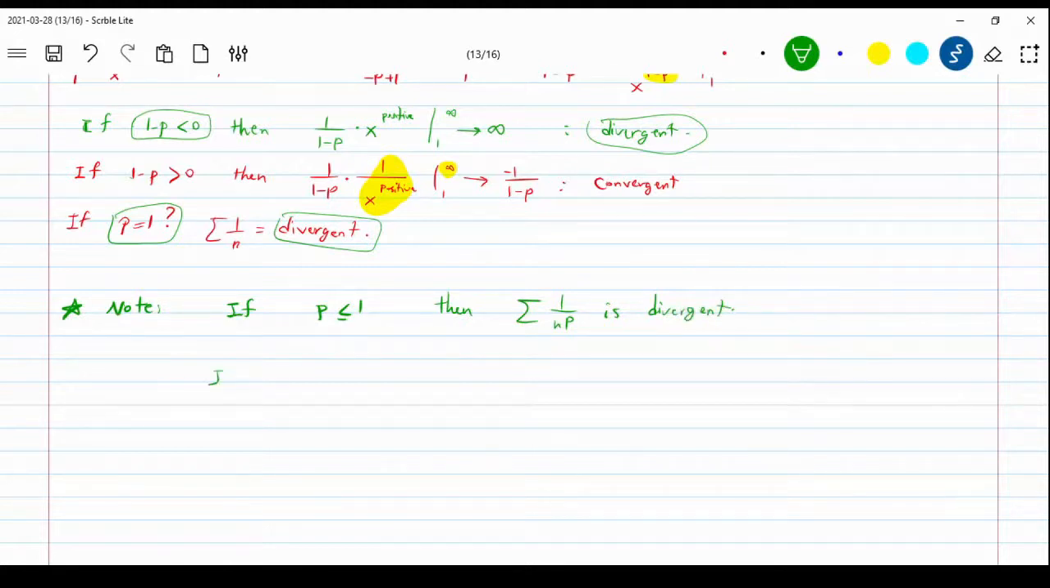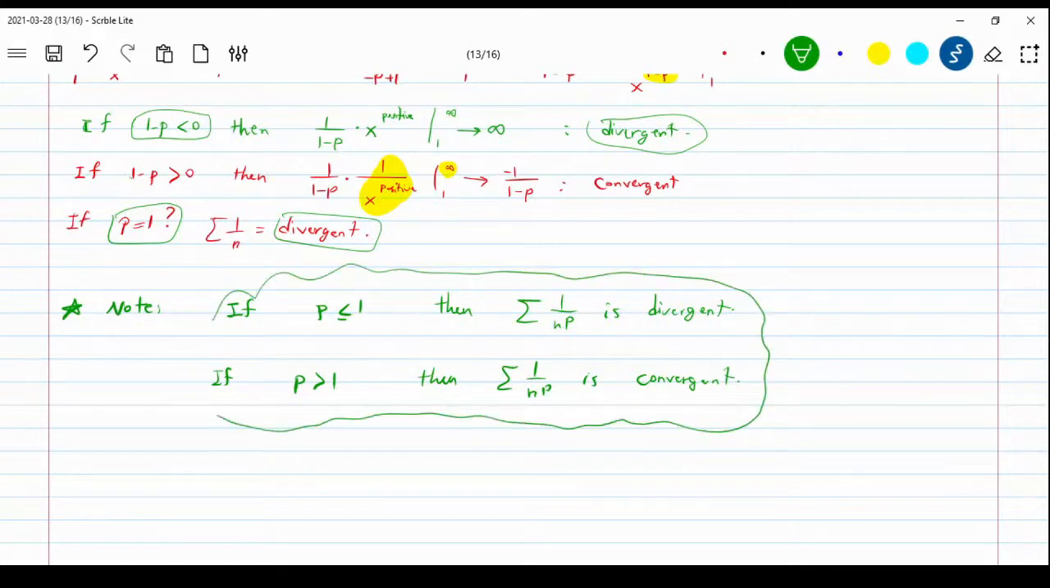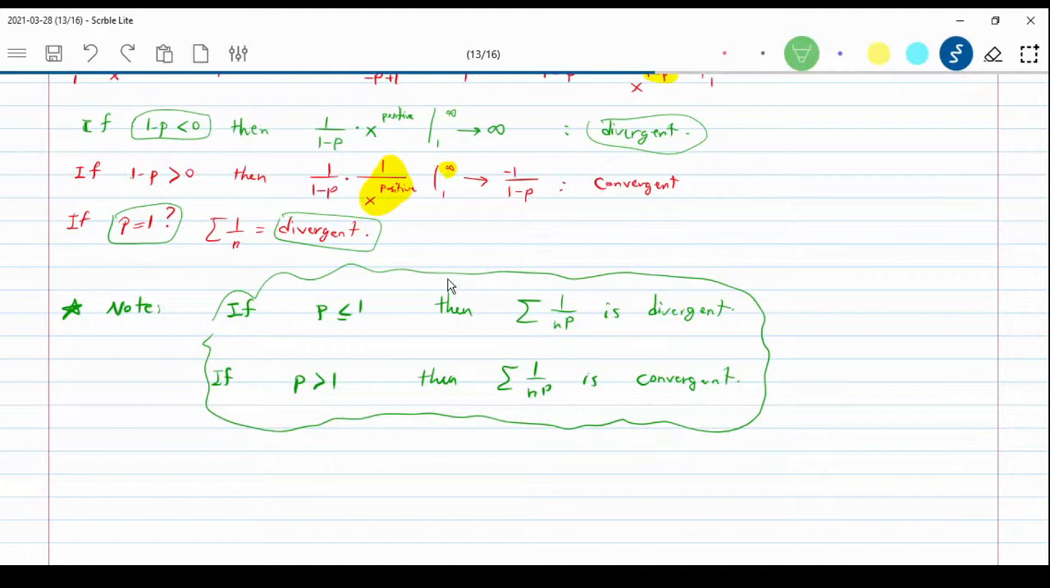And if p is greater than 1 strictly, then that series 1 over n to the power p is a convergent series. Okay, this is quite useful. We'll use this later on. So remember this. This is one of the important series that we would use for comparing other series.